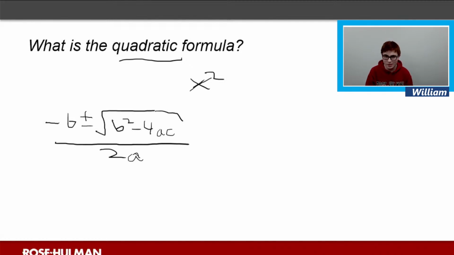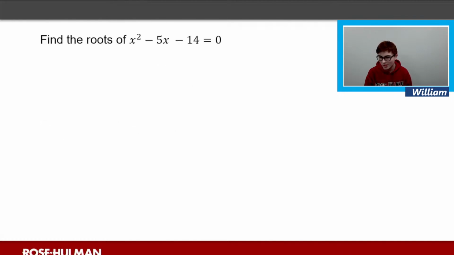And if you haven't seen a plus or minus before, that just means that we're going to have two separate answers, one where we add something to negative b and one where we subtract something from negative b. And that's all that means. So where are we getting these letters from? That's probably a great question that I'm sure you're all wondering. So I'm going to hop into our first example to start explaining where those come from.